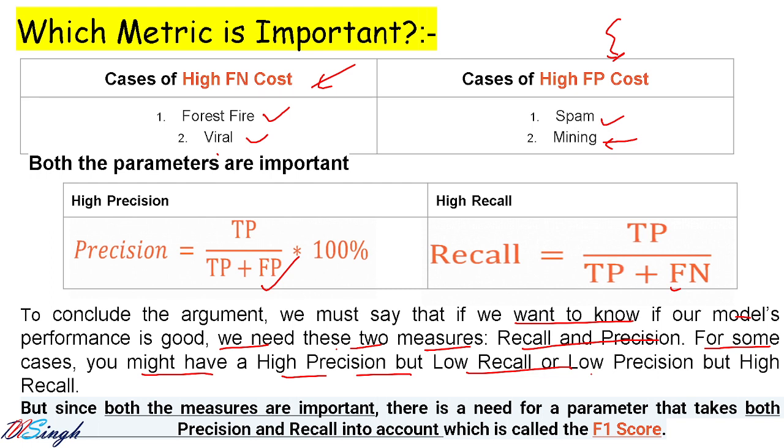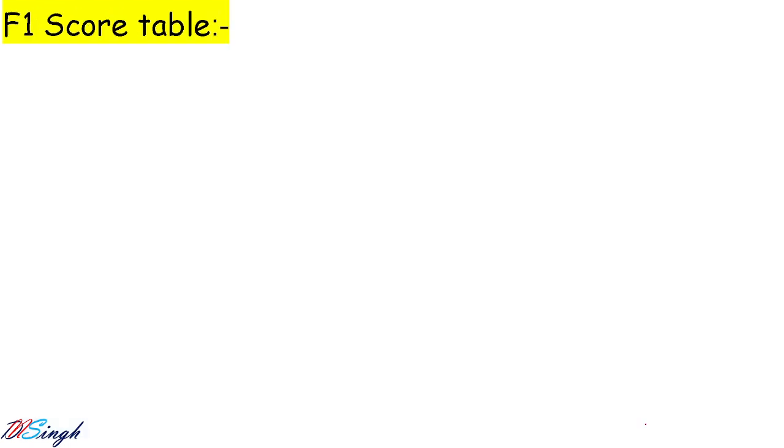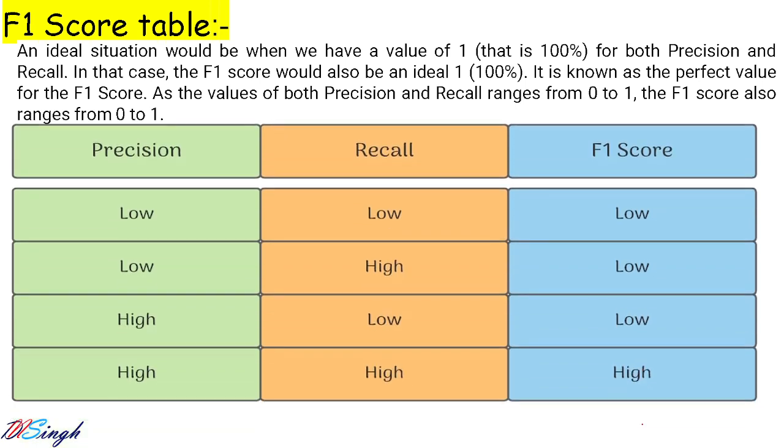Okay, so since both the measures are important, we need a parameter that takes both of them into account, like precision और recall दोनों के अच्छे गुणों को समाहित करके हमें कुछ दे, तो वो है हमारा नया पैरामीटर जिसको हम बोलते हैं F1 स्कोर. Let us see what is F1 score.